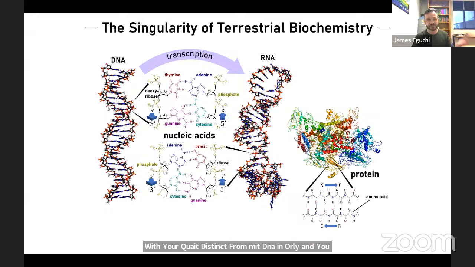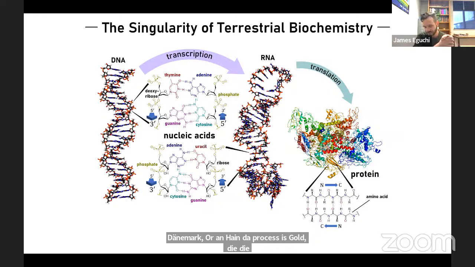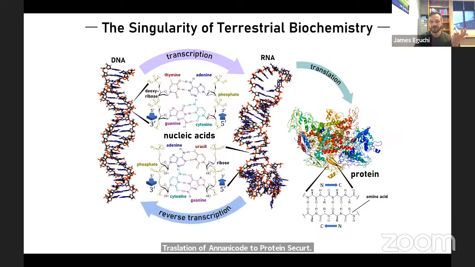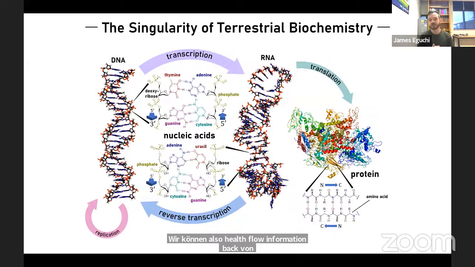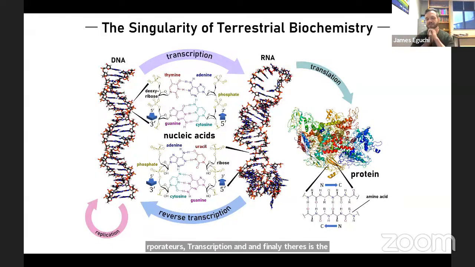So first we have the flow of information from DNA to RNA. That process is called transcription. Then we have the translation of an RNA code to a protein sequence. Now, we can also have the flow of information back from RNA to DNA. That's called reverse transcription. And then finally, there is the replication of DNA, which propagates all life on Earth. This concept, this flow of information in biological systems, was given the title of the central dogma of molecular biology by Francis Crick. And really, this is the thing that we're trying to solve, in my opinion.